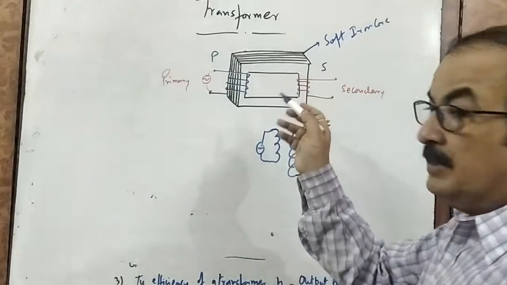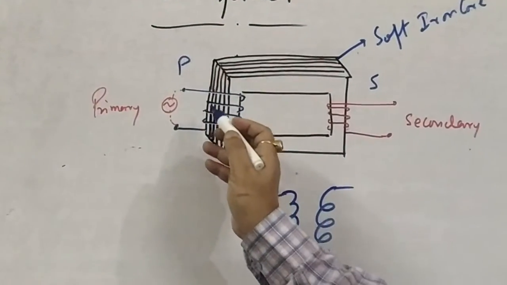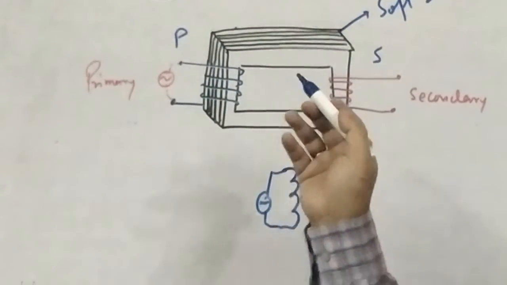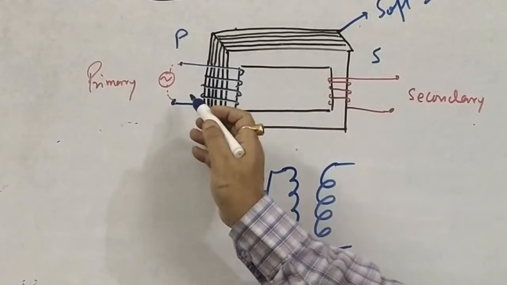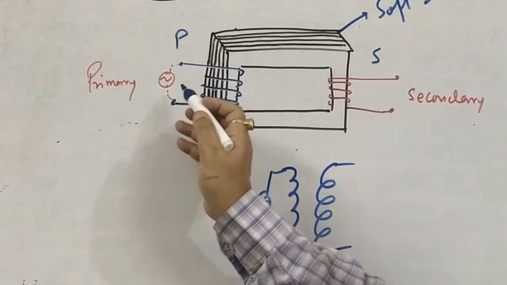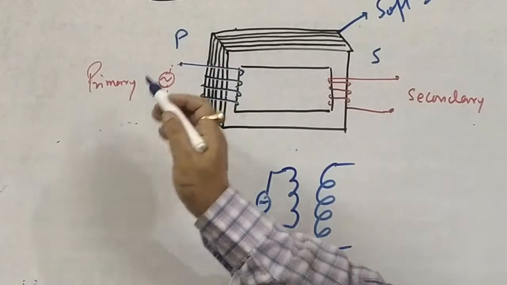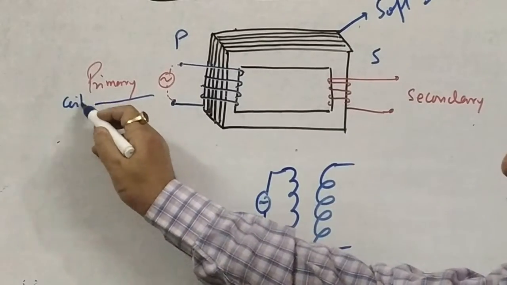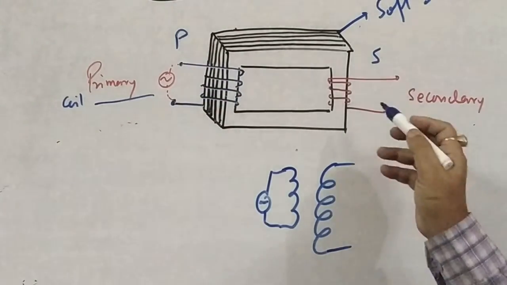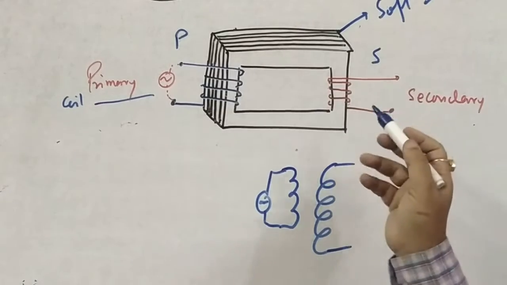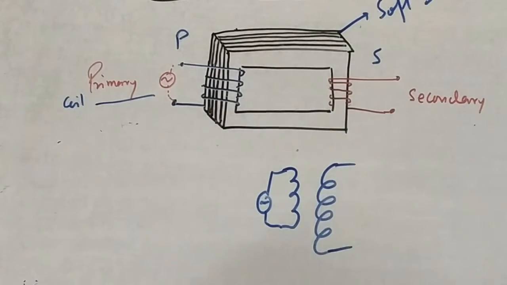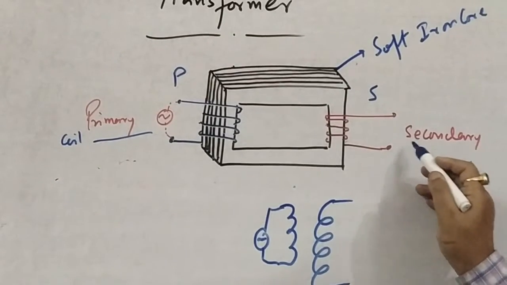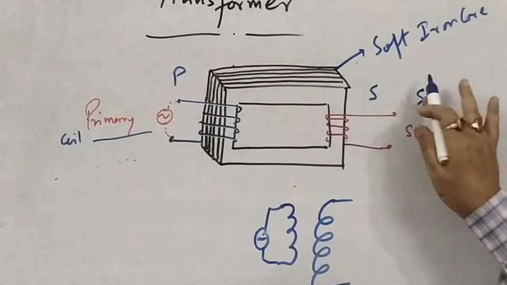Now you can see when we observe the diagram here, there are two coils which are wound on the same soft iron core. Remember the coil which is connected, the ends of coil which is connected to the source of AC is called primary coil. We write it by P. And the coil which is connected to any part of circuit or to the load, what we call load circuit, that is called as your secondary coil.